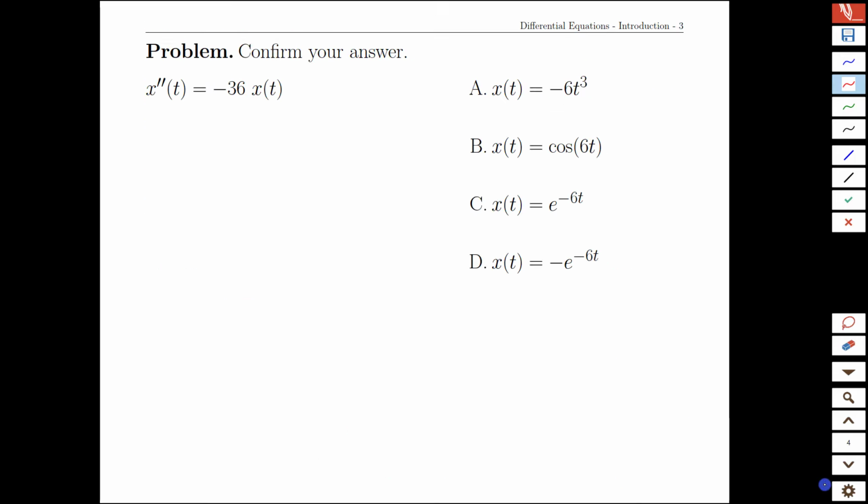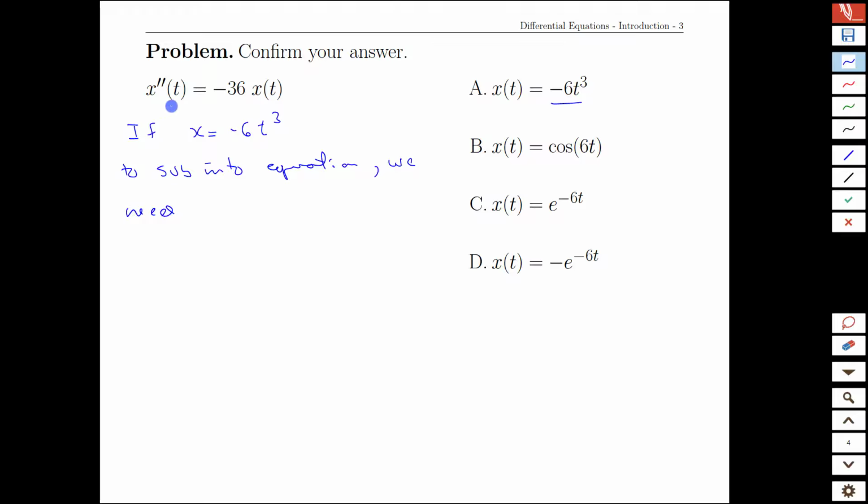We're going to do the same thing here with a couple of different options. Let's try the minus 6t cubed. If x is equal to negative 6t cubed, then to sub in to the equation, we need the second derivative.